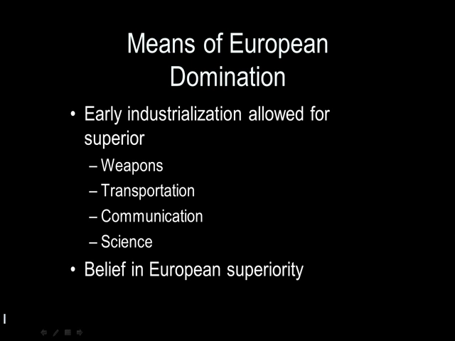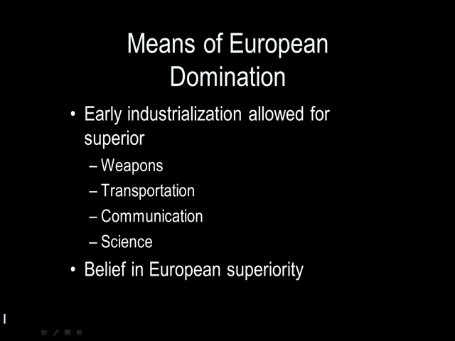Transportation. The Europeans and the Americans had the jump on this. They had steamships that allowed them to navigate rivers. They built railroads in their colonies so that they could actually administer and travel and exploit vast stretches of land.